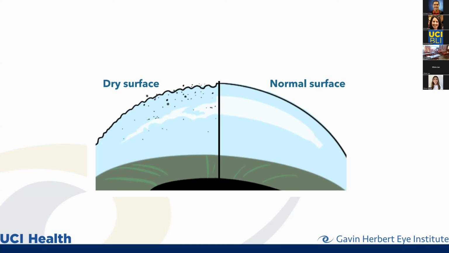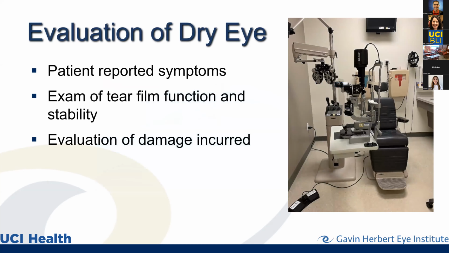So how do we evaluate dry eye disease in the clinic? Well, this is our workhorse, the slit lamp. And if you've ever been to an eye clinic, everybody uses this. So we talk to the patient about their symptoms.